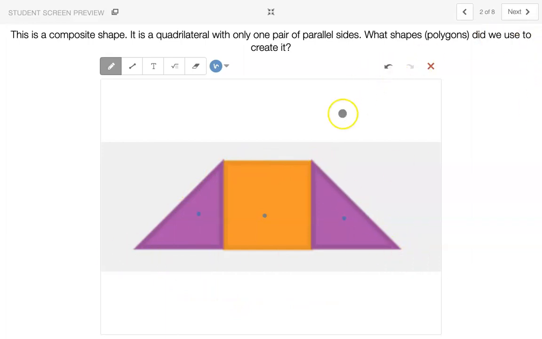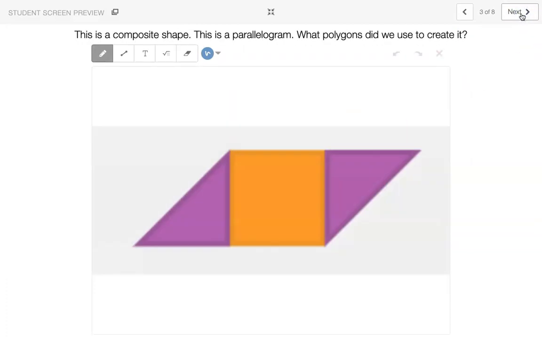Now remember the 2 purple triangles and the orange square, because I think I see them again. Make sure you have your paper with you and make sure you're drawing these on your paper with me, okay? So this is another composite shape. This one is a parallelogram. It's also a quadrilateral. Let's see, does it have 4 sides? It sure does. Parallelogram, 2 sides there that are parallel, another set of sides that are parallel.